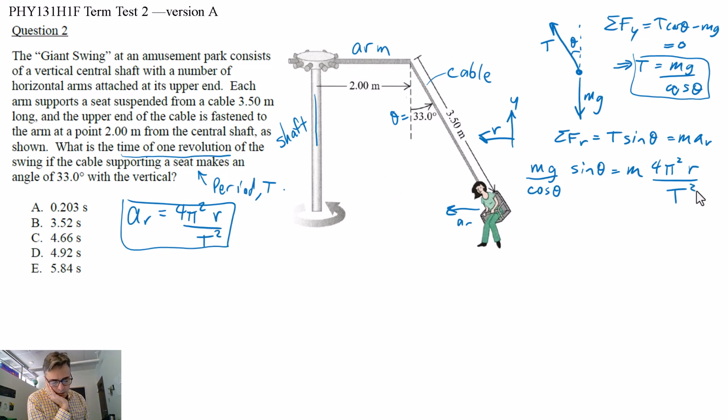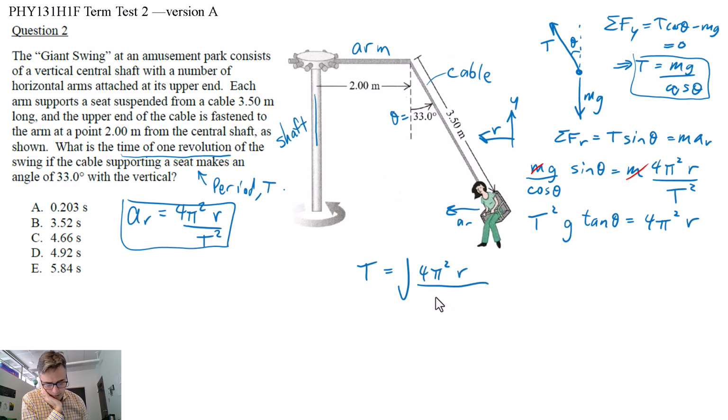Okay, now the masses cancel, and we can try to solve for T. We can do T squared, multiply both sides by T squared over g, sine divided by cos, I'll just call that tan theta, by a trig identity that I know, equals 4 pi squared times r. So T is equal to the square root of 4 pi squared times r divided by g tan theta.